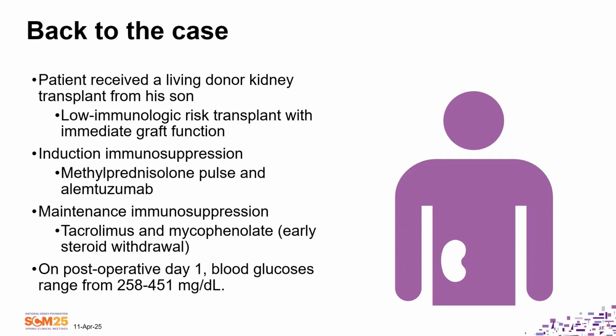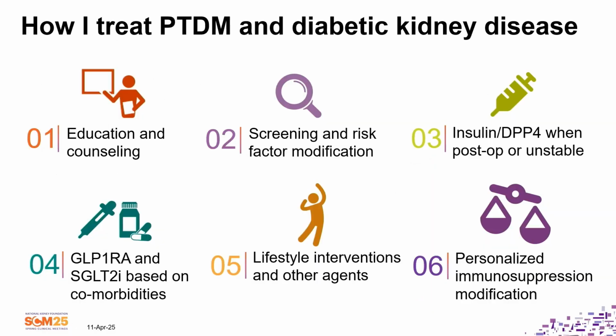Induction immunosuppression consisted of a bolus of methylprednisolone and a dose of alemtuzumab. And this patient was maintained on tacrolimus and mycophenolate with an early steroid withdrawal protocol. And on post-op day 1, not surprisingly, his blood sugars ranged from 258 to 451 milligrams per deciliter.